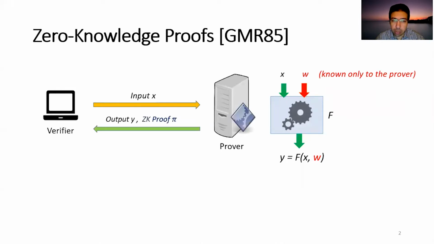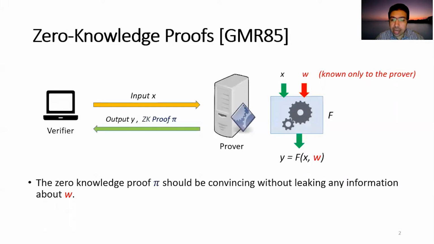In our work, we consider the setting of zero-knowledge proofs in which a prover would like to convince a verifier that the result of applying a function f on some input x and private input w that is only known to the prover is equal to y, without leaking any information about the private input w.